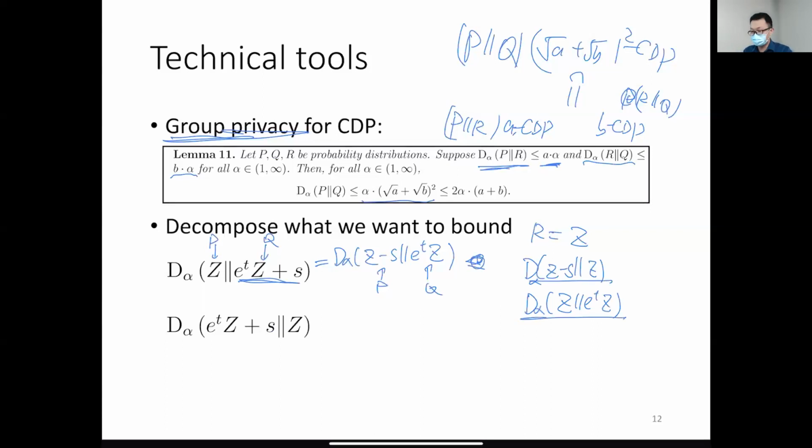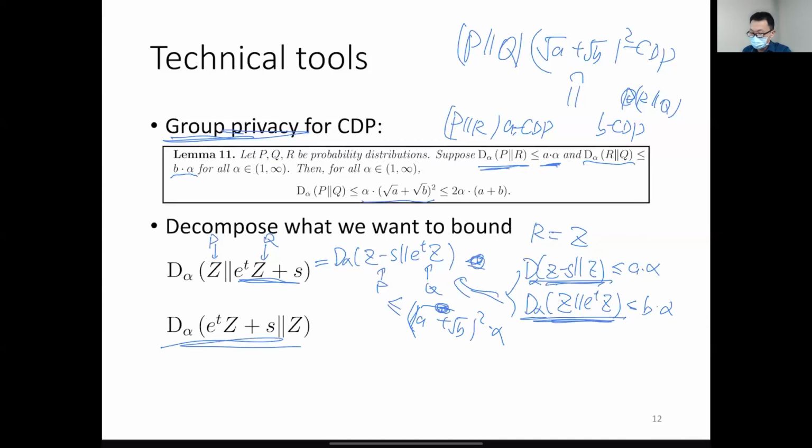And show that these two satisfy some kind of linear upper bound, A times alpha and B times alpha, and then these two together would imply that this quantity satisfies (square root of A plus square root of B) squared multiplied with alpha. Okay, so this reduces the problem to translation only and dilation only, and their corresponding Rényi divergence calculations.